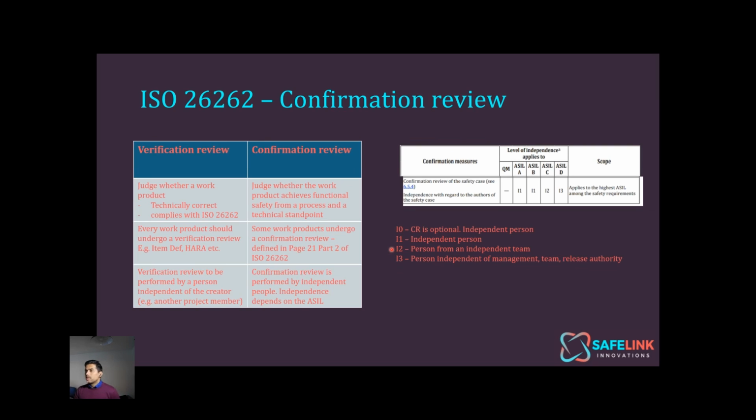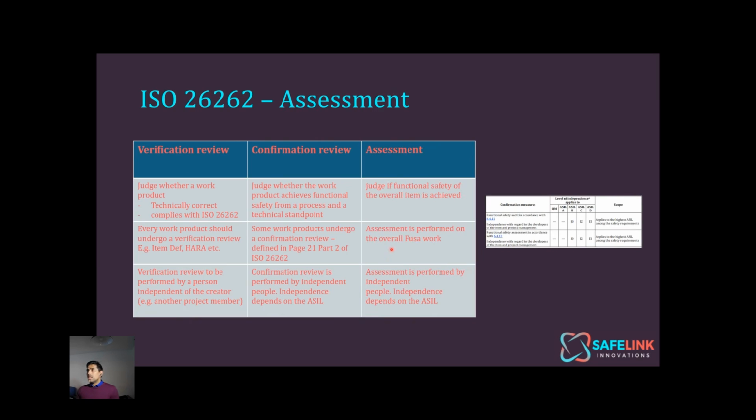Then we have an assessment. The purpose of the assessment is to ensure that functional safety of the entire item is achieved. Now we're moving away. Verification and confirmation review is performed on individual work products. Assessment is done on a set of work products. Verification review will be performed on item definition or HARA. Assessment is performed on the overall concept phase, for example.